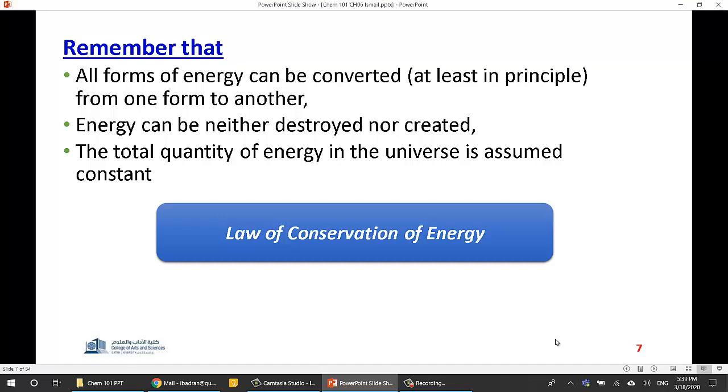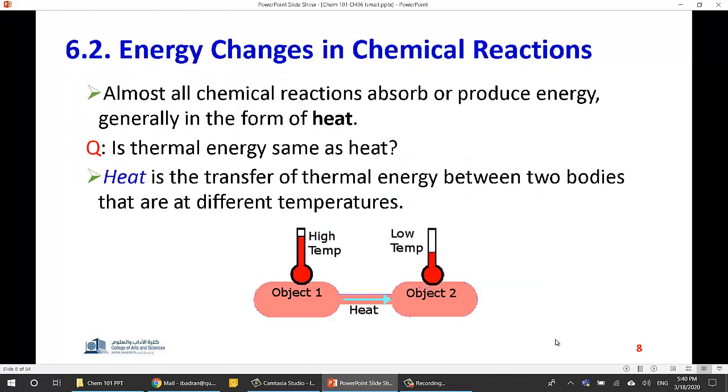So remember that all forms of energy can be converted, at least in principle, from one to another. And energy can be neither destroyed nor created. This is the law of conservation of energy. And therefore, the total quantity of energy in the universe is assumed constant. So our universe has some energy in it, and that amount of energy is constant. Now, almost all chemical reactions actually absorb or produce energy, and this is in the general form of heat.